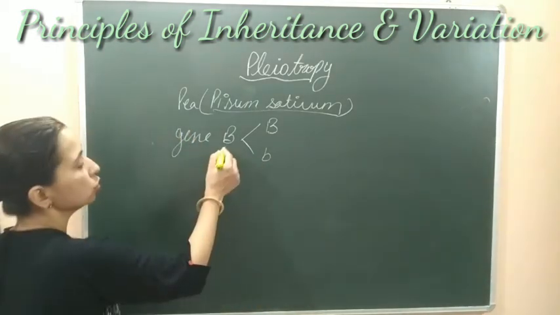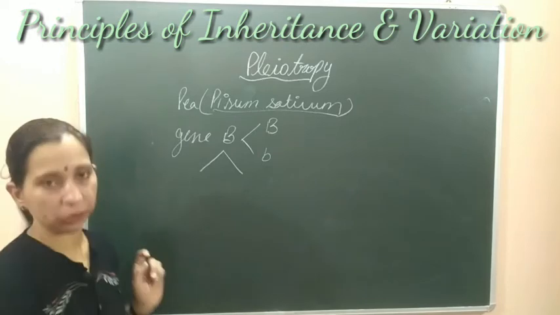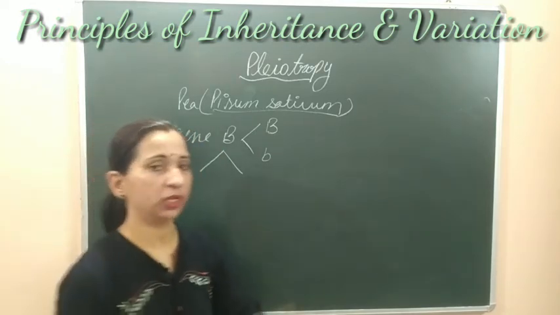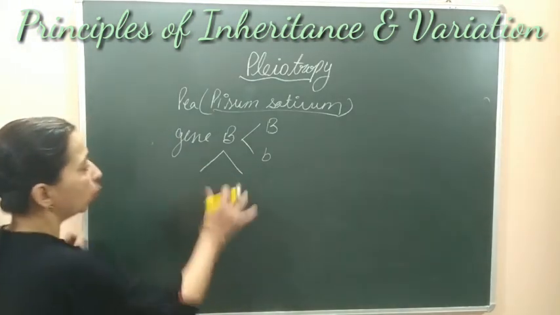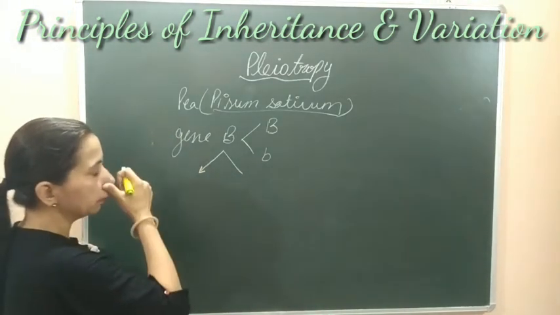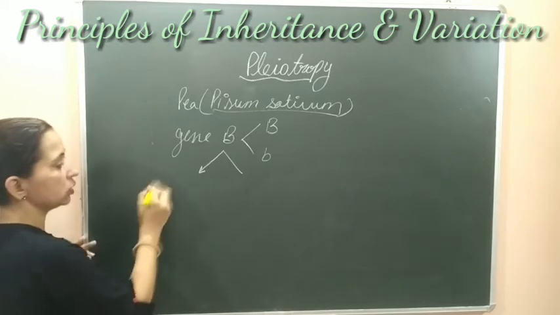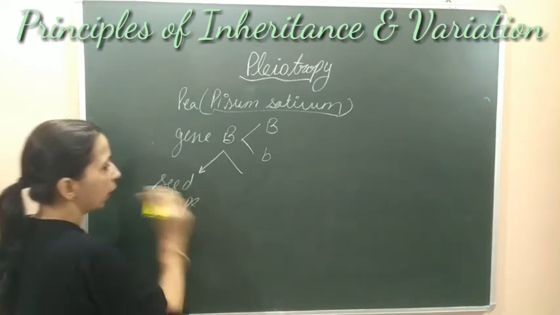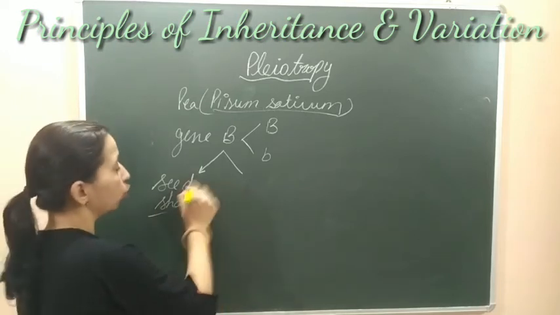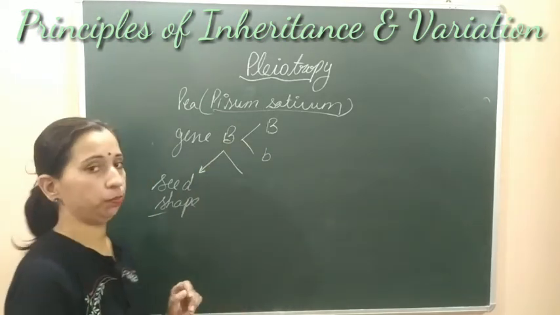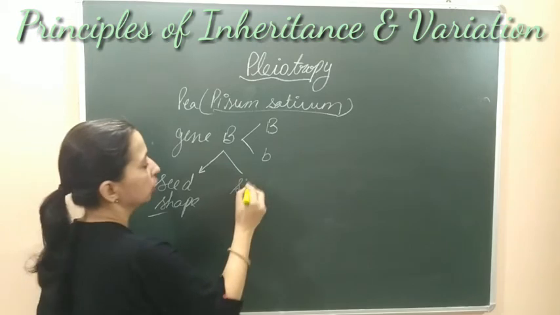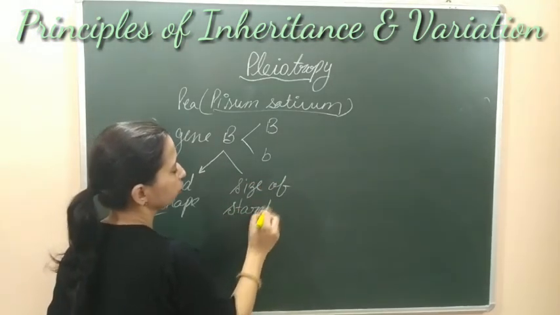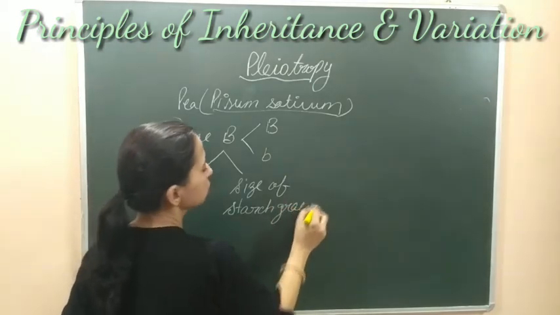This gene B also controls two phenotypic expressions. यहाँ पे भी हमें दो expression show होंगे by a single gene. That's why we are calling it pleiotropy. The first one is the seed shape. The first expression is the seed shape, and the second expression, that is also controlled by the same gene B, is the size of starch grain. Size of starch grain. Now let's see what happens in this condition.